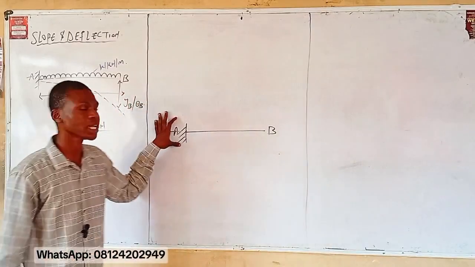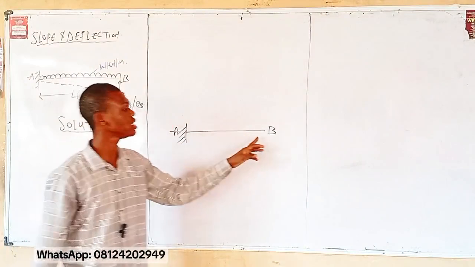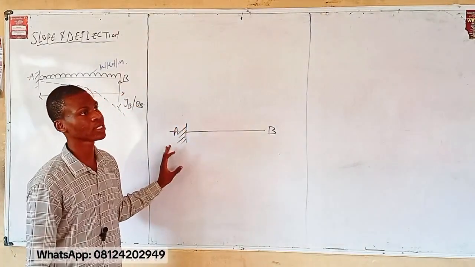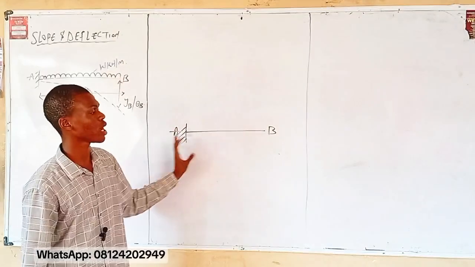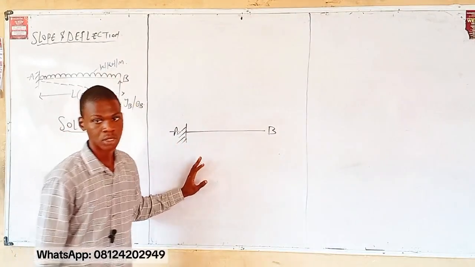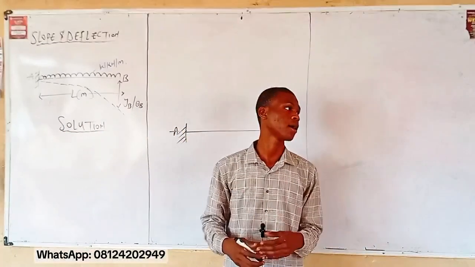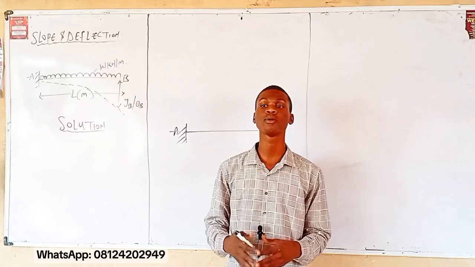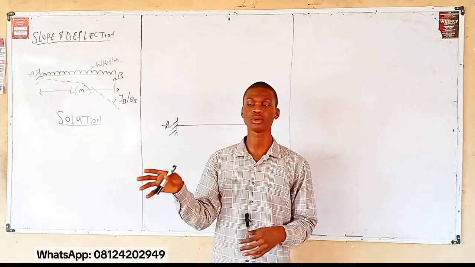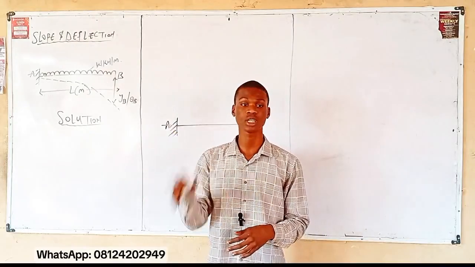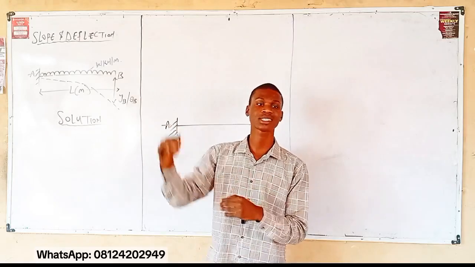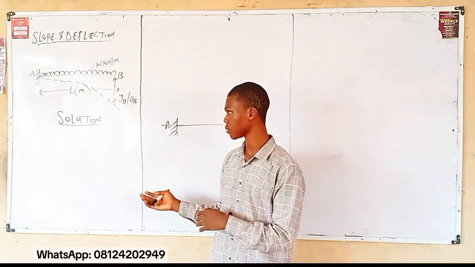Why? Because this end A is fixed, while this B is what? Free. So we want to look at the slope and deflection, how we can estimate the value of slope and deflection across any length for this cantilever beam. We are applying the same idea, nothing is changing. When we did the slope and deflection for a simply supported beam, I listed out the steps, right? So it's still that same step that we are going to implement here.